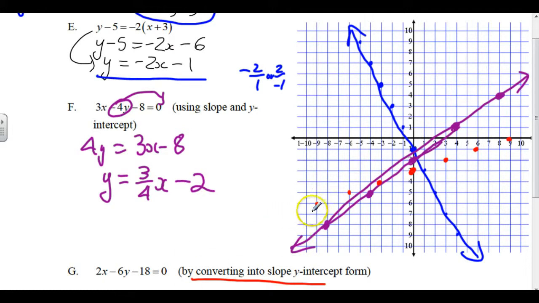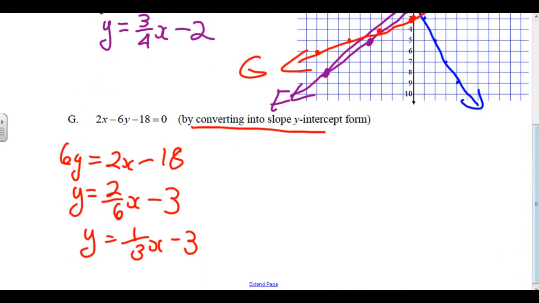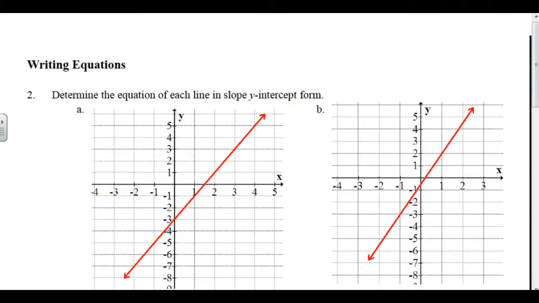I need to get on the tablet where I can draw this. And arrows on both ends, indicating that the line goes on forever. And oh, that's G. This is F. This is E. And we're ready to move.